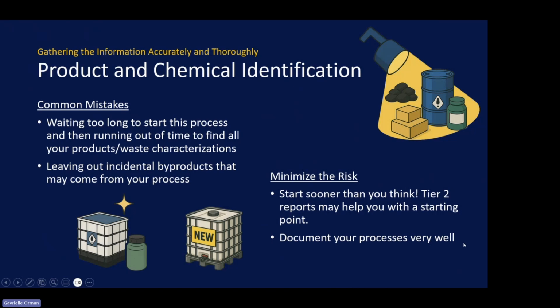The second common mistake here is leaving out any incidental byproducts that may come from your process. So say that you are processing a chemical and you are incidentally producing hydrochloric acid. Whether that is on purpose or on accident, you need to track and make sure that you are reporting that hydrochloric acid production as well. Part of knowing that you need to report this is having a very well documented process. So, having a process flow, identifying all of the ins and all of the outs of the system will do you a great service during TRI reporting season.